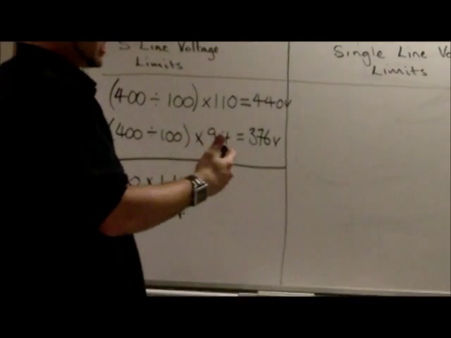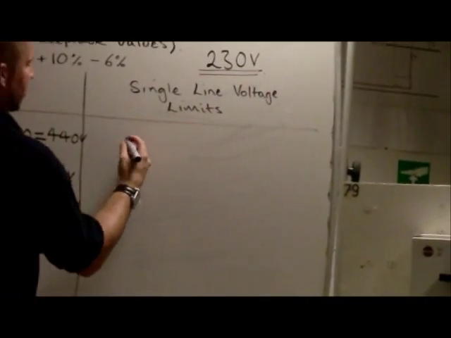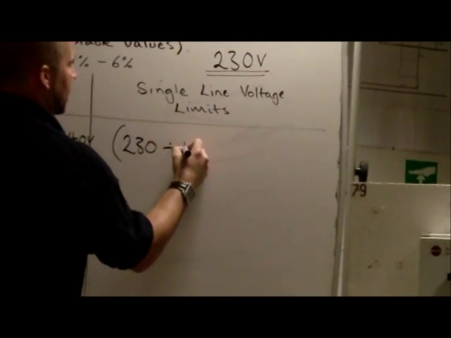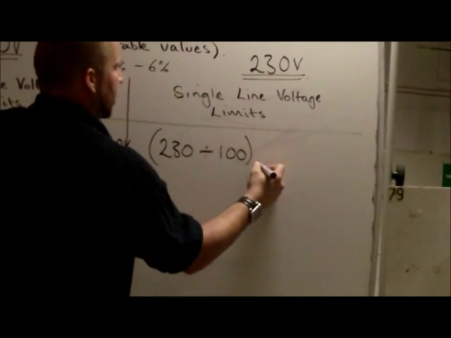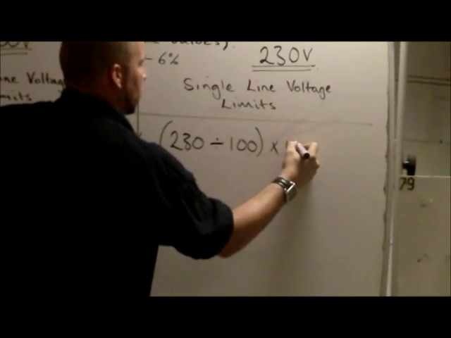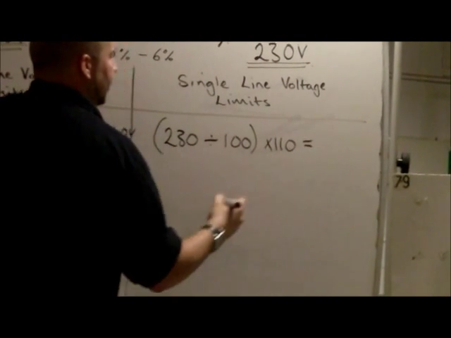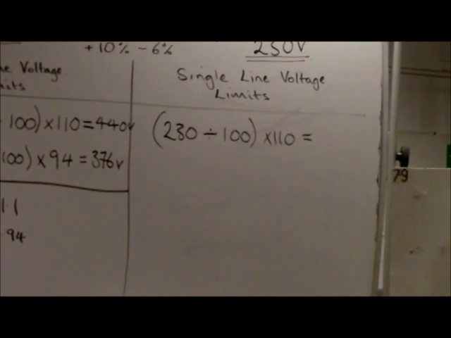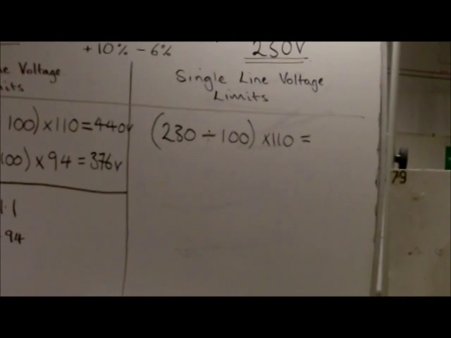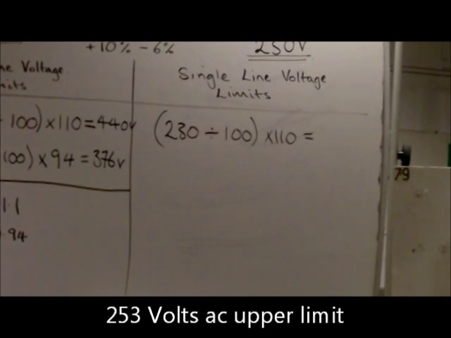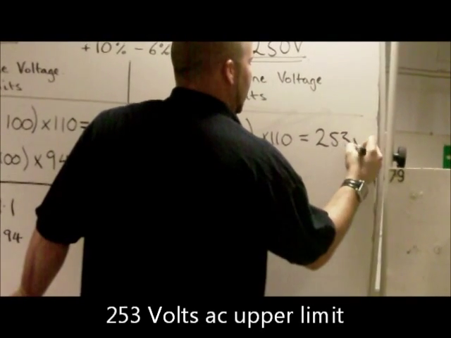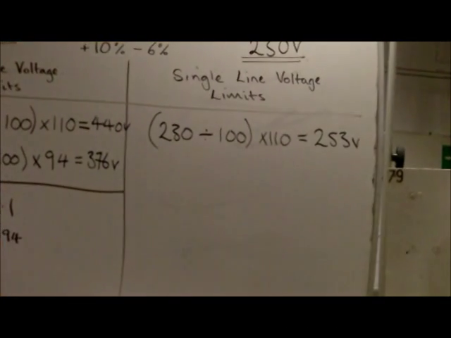Let's look now at the single-phase voltage. Same process: 230, you divide that by 100, then you times by 110, and that comes out at 253. So it's 230 divided by 100 times 110, it's 253 volts. That's the upper limit that we're allowed.